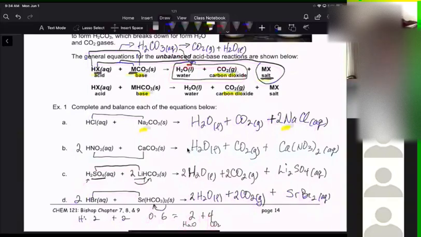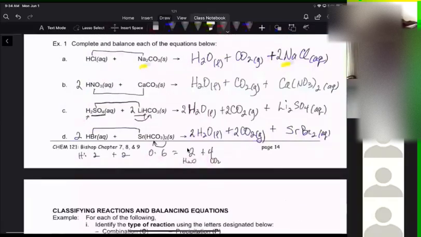So, Professor, will we ever have to look at an equation and predict what's happening, or will you always tell us, okay, this is the reaction, and then we'll know to write the results in such and such way?